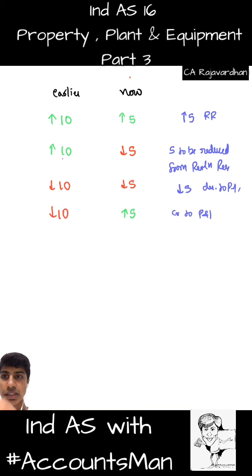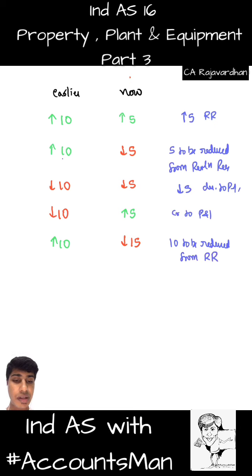Next comes our very important case. So previously there is increase of 10, now there is decrease of 15. So what will I do? To the extent it's there, I'll adjust it to revaluation reserve, balance will go here. Assume that this is the very next year and 10 is also available in our revaluation reserve. So what I'll do is 10 to be reduced from revaluation reserve and 5 to be debited to P&L. What if in my revaluation reserve balance available is 9? So 9 rupees I'll reduce from my revaluation reserve and balance 6 will go to my P&L.